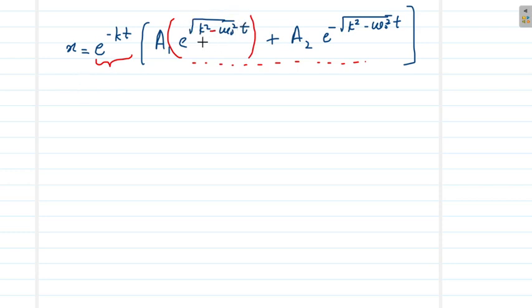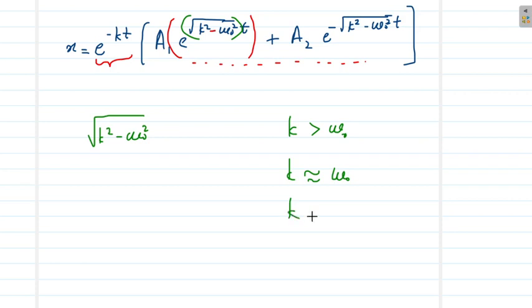So what is this term here? Root of k square minus omega 0 square. This term can have different values depending on the relation between k and omega. k can be either greater than omega 0, or k can be approximately equal to omega 0, or k can be lesser than omega 0, and this will determine the different behaviors of the system.